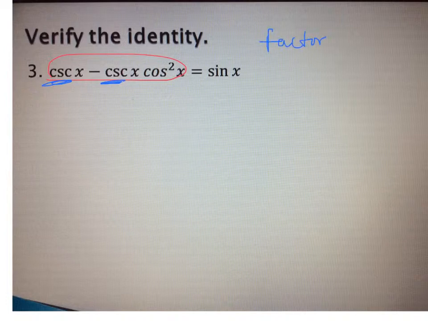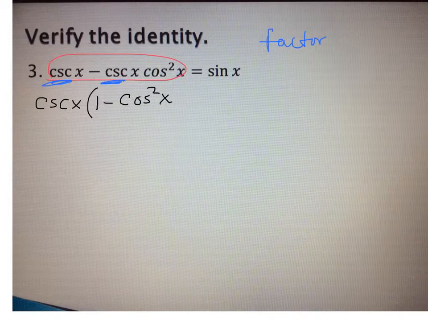So I'm going to go ahead and do that. I'm going to factor a cosecant of x out of the first term. That would leave me with 1. And when I factor it out of the second term, I would be left with a cosine squared of x.